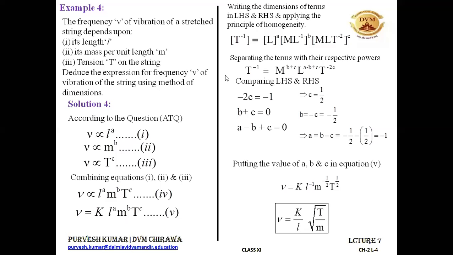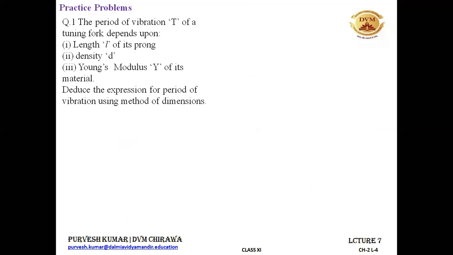So this is how you need to proceed for dimensions in which we need to find the formula for some physical quantity if we know the factors on which that physical quantity depends. All right. So this we have done in our previous class. Now I am giving you some practice problems. These are the practice problems that you have to do. I'll be sending you this PDF, so you can easily do it.